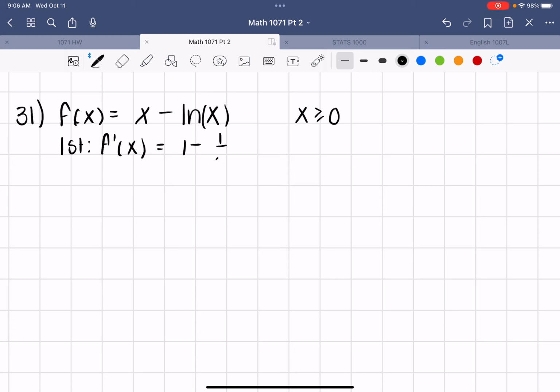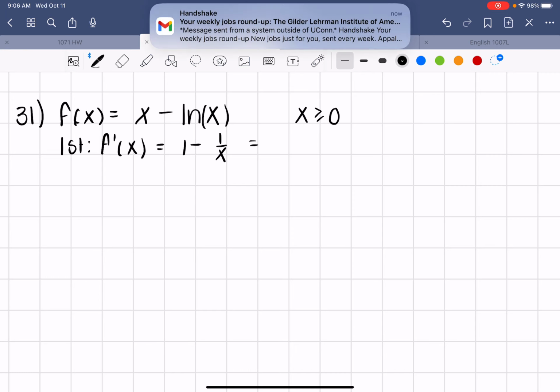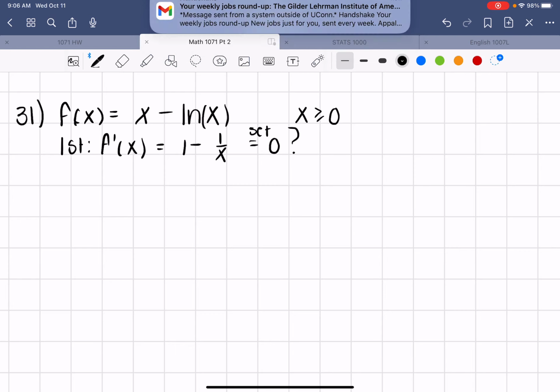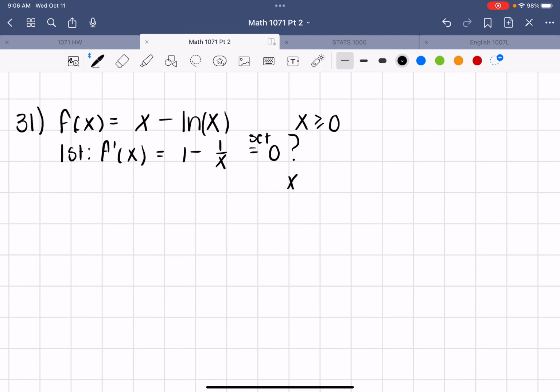So, we set this equal to 0 in order to solve for the critical points. Is it clear x is 1? 1 minus 1 over x equals 0. What's the only value of x to make that 0? Is x equal to 1? So we have a critical point here.